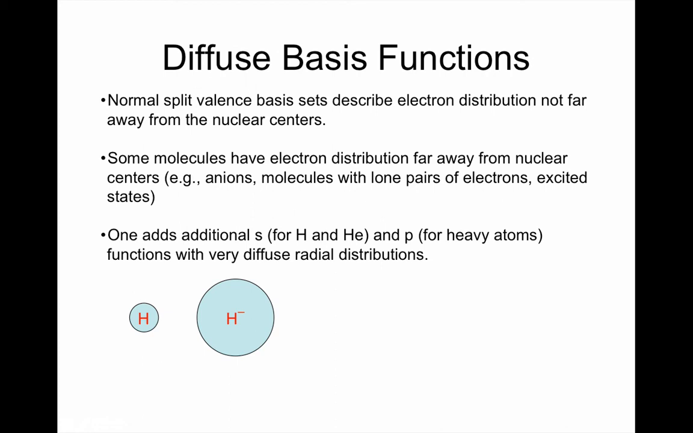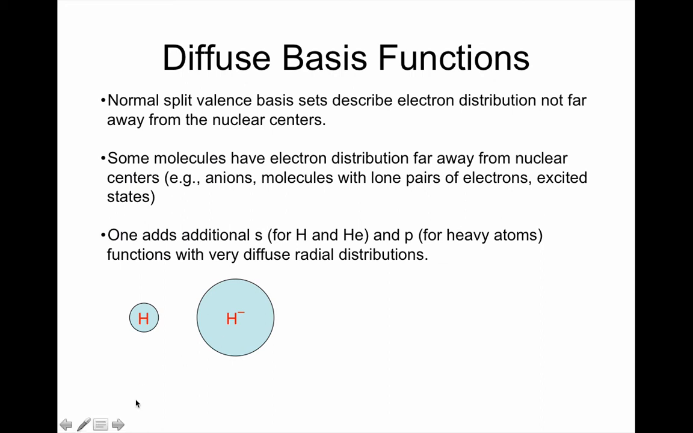We term a special class of basis functions diffuse basis functions, and this class represents a basis function which has a very small value for the exponent zeta, meaning that this is a function that will drop towards zero only very, very slowly. Now these functions are important to use if we have molecules that have electron distribution far away from the nuclei. This could, for example, be molecules with lone pairs, it could be if we are to describe excited states, or it could be if we are to describe, for example, anions.